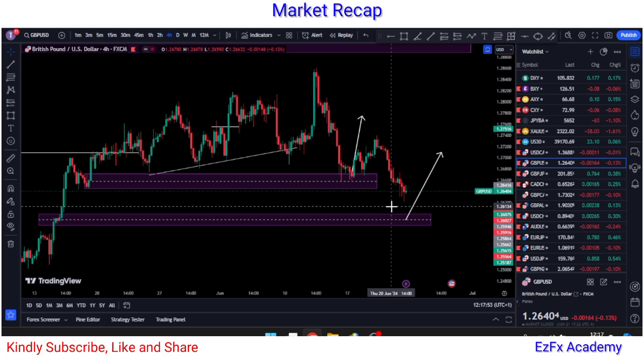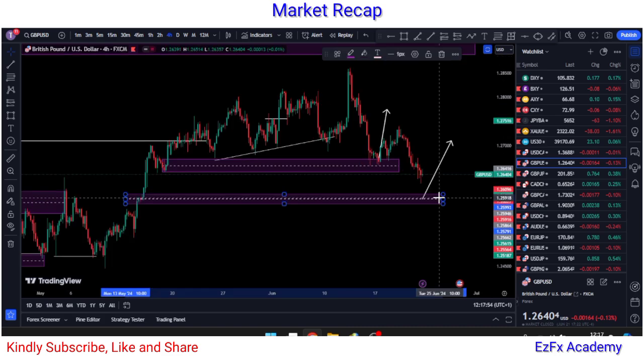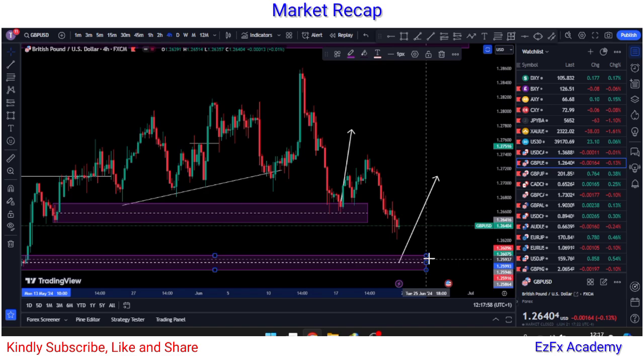I also remember talking about the fact that I was still expecting GU to drop a bit lower into a different zone. So at the very least you should have been able to make the best of that trade idea given during the course of last week's market review.